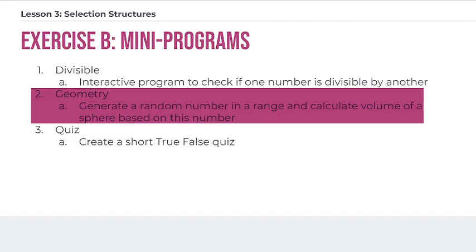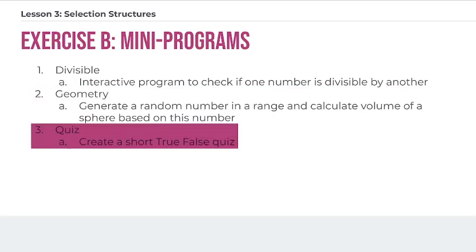Geometry is going to ask you to generate a random number in a range. So you're going to need to look up in the random module the method for generating a random number in a range, and then calculate the volume of a sphere based on this number. If you've forgotten the formula for the volume of a sphere, shame on you. Just kidding. I didn't expect you to remember that unless this is a geometry class, but you can look it up. You have the internet at your fingertips, and you should look up the formula for calculating the volume of a sphere and then output that number.